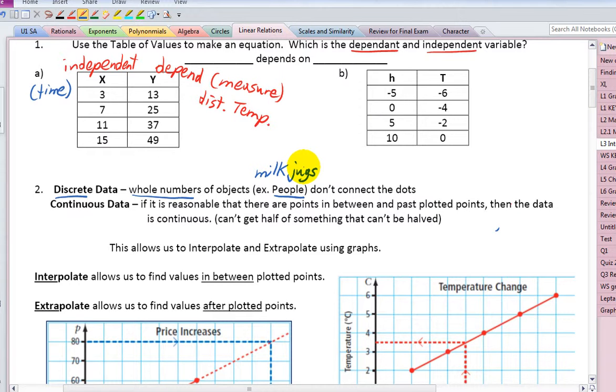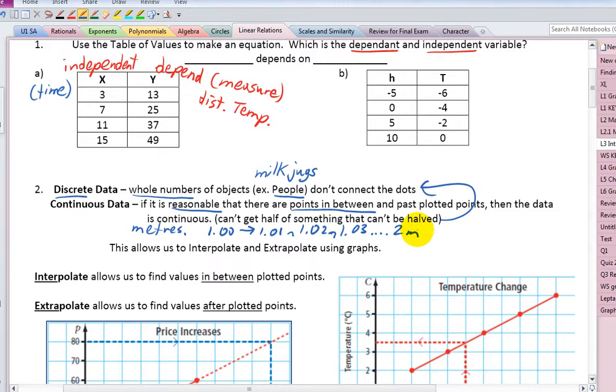Where continuous data is different. It's reasonable that there's points in between, okay, the data. The data is continuous. So, for example, meters. If you have 1 meter, you can then have 1.01, 1.02, 1.03, all the way up to 2 meters. It makes sense, okay? So you got to be careful. Can't get something that's halved. That would be discrete data, okay?